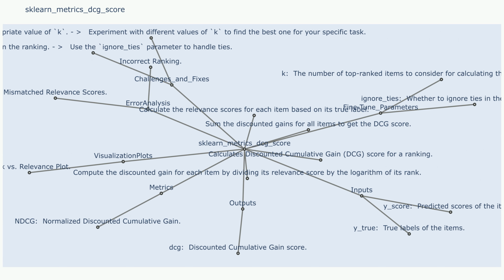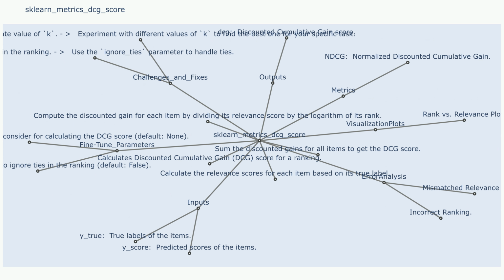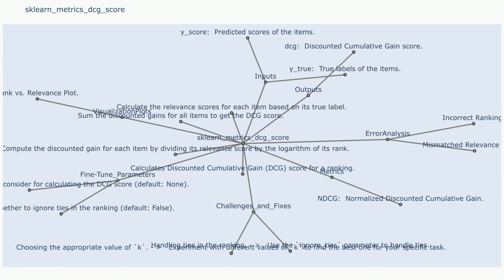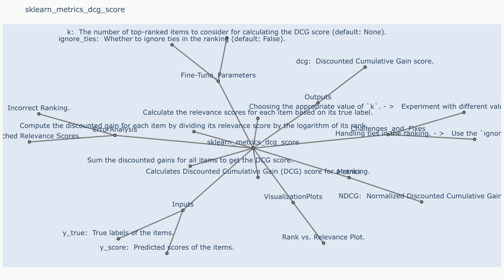Inputs: y_true. This is the ground truth or true relevance scores for each item in the list. The format should be a 1D array where the order of scores corresponds to the order of items in the predicted ranking. y_score: these are the predicted scores for each item in the list. This should also be a 1D array, with the order of scores corresponding to the order of items in the predicted ranking. Outputs: DCG, the calculated discounted cumulative gain (DCG) value.